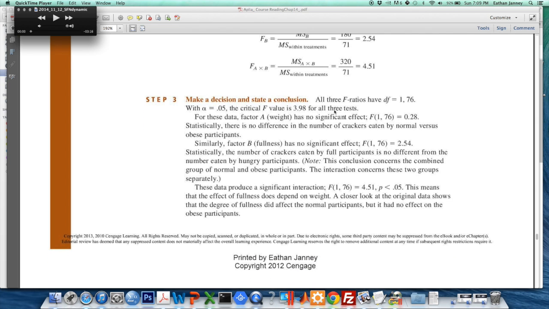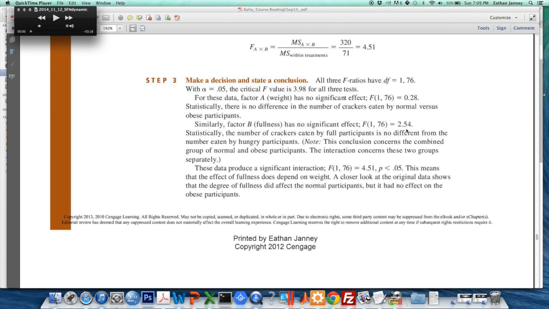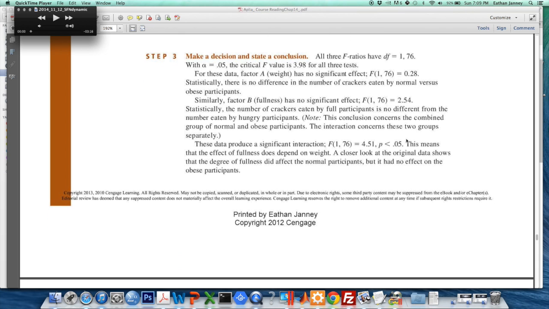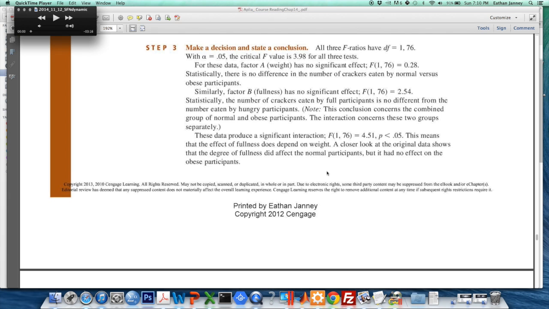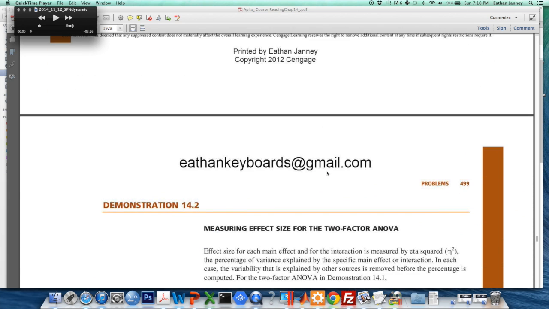So your critical value is 3.98. The first value you got, 0.28, it's not big enough. So you have to fail to reject the null hypothesis. The second value you got, also not big enough. You also have to fail to reject the null hypothesis. And finally, the third value you got is larger than 3.98, and so you actually reject the null hypothesis. And as it says here, this means that the effect of fullness does depend on weight. A closer look at the original data shows that the degree of fullness did affect the normal participants, but it had no effect on the obese participants.